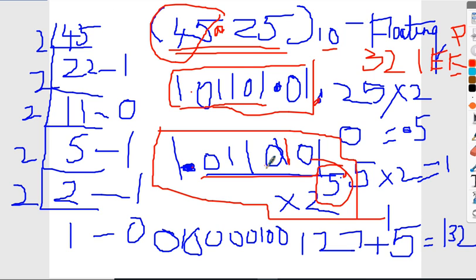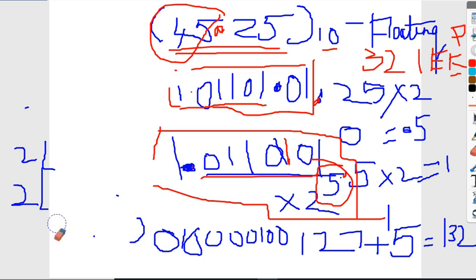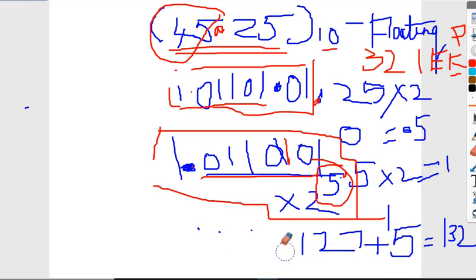So now, after writing this, you have to write it in 32-bit format. So 32-bit format, how to write this number we will see. So this is the format. This is the IEEE format. So how to write it we will see.